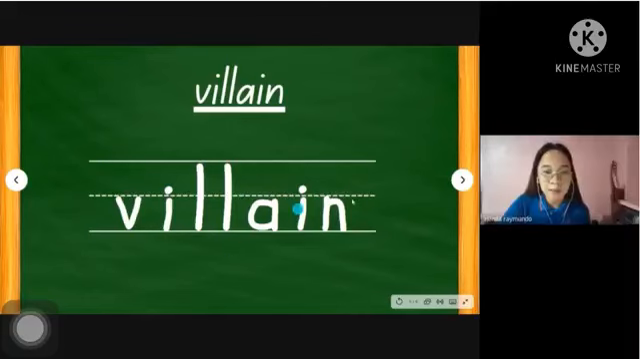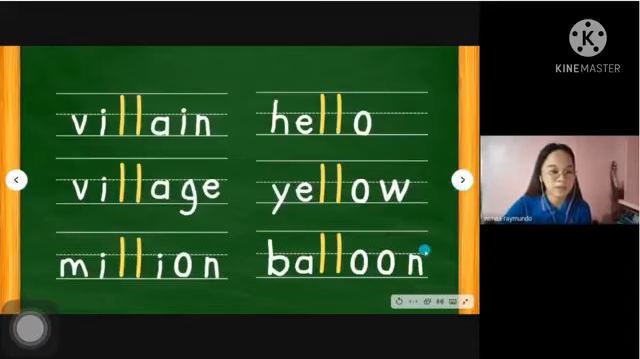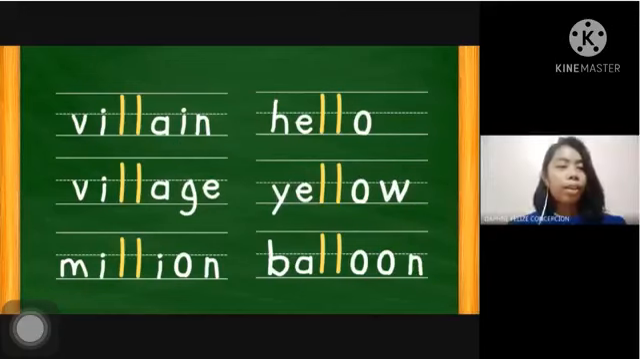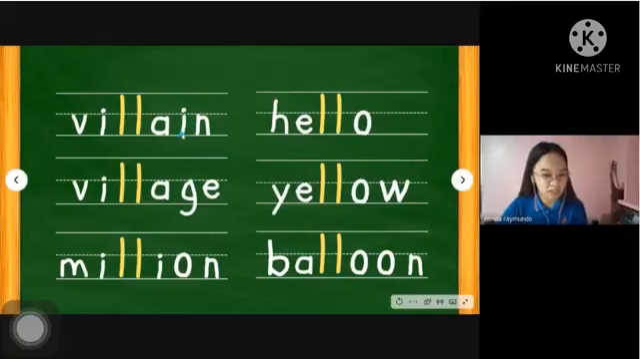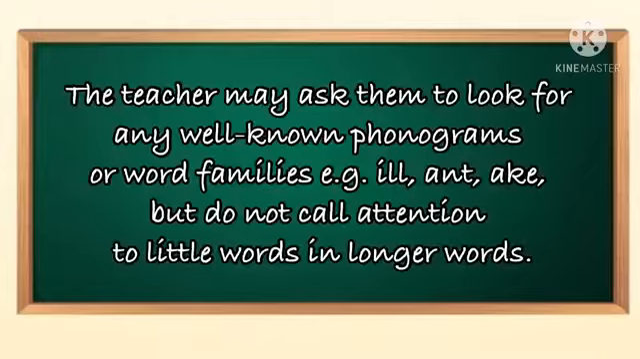So for you to remember the other words that we discussed yesterday, I prepared them again so that you'll be reminded. There you go. So our word for today is, again, villain. Daphne, say villain. Villain. The villain is, again, the bad guy in the story. Okay, so remember that.